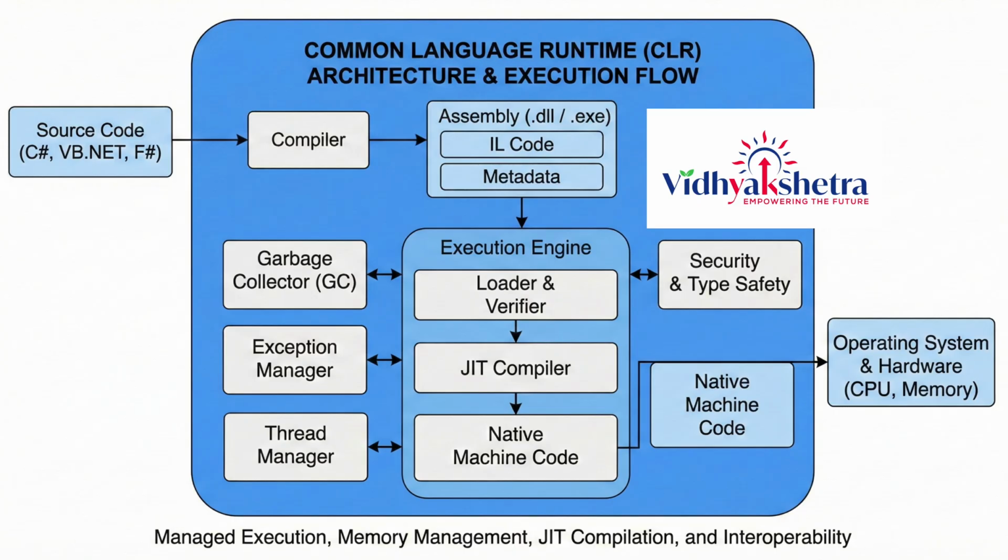The overall execution flow in CLR architecture can be summarized clearly. The developer writes source code in a .NET language. The compiler converts it into IL and metadata and packages it into an assembly. When the application runs, the operating system loads the assembly and hands control to the CLR. The CLR initializes runtime services, loads dependencies, verifies IL, and prepares execution. Methods are compiled by the JIT compiler into native code and executed by the CPU. Throughout execution, CLR manages memory, threads, exceptions, and security. When the application ends, CLR performs cleanup and shuts down gracefully.